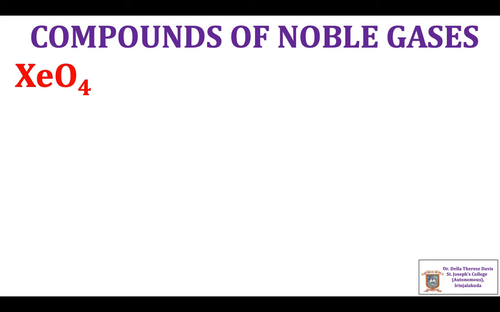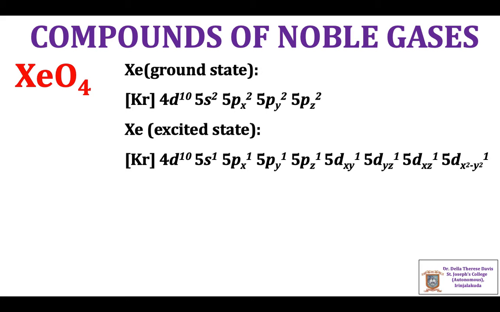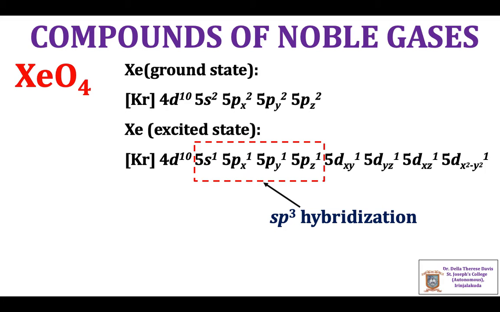Next one is Xenon Tetroxide. Here, the excited state electronic configuration of xenon is krypton plus 4d10, 5s1, 5px1, 5py1, 5pz1, 5dxy1, 5dyz1, 5dxz1, 5dx square minus y square 1. And xenon undergoes sp3 hybridization to form 4 hybridized orbitals which are half-filled. There are 4 unhybridized half-filled orbitals too.